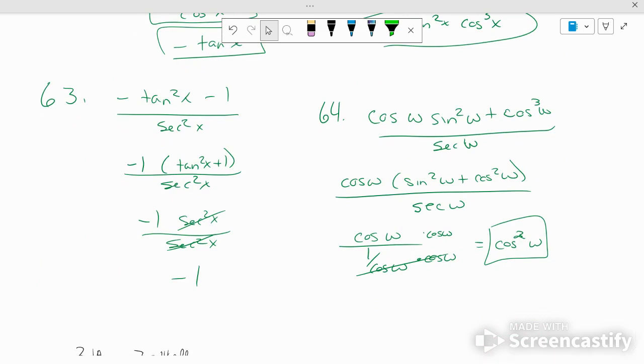What I would do is factor out a negative 1, then tangent squared of x plus 1 becomes secant squared. The two secant squares cancel, so it's negative 1. And 64, factor out a sine squared or cosine of x, and it's sine squared plus cosine squared, which is 1. So it's cosine of w over 1 over cosine of w, which is cosine squared of w.